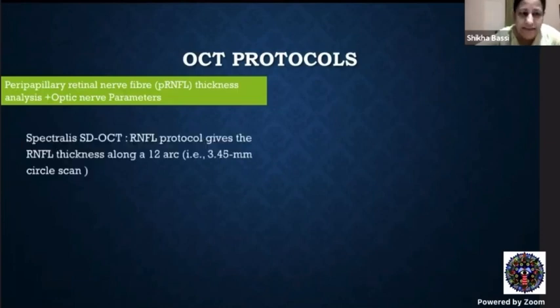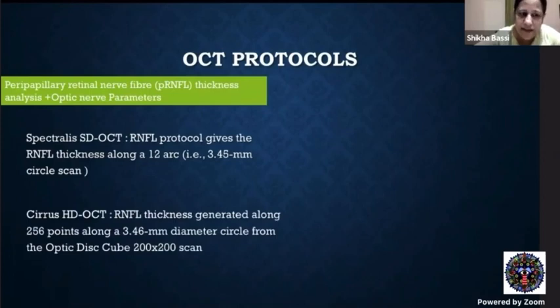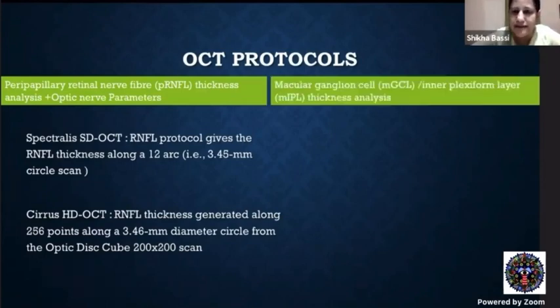In Spectralis machine, they do RNFL protocol, which gives RNFL thickness along 3.45 millimeter circle scan. In a Cirrus machine, the RNFL thickness is generated by feeding in this program, that is Optic Disc Cube 200 into 200 scan. Again, in this scan itself, the RNFL thickness is assessed in a circle which is of 3.46 millimeter diameter. As I show you the images, you will be able to understand better.